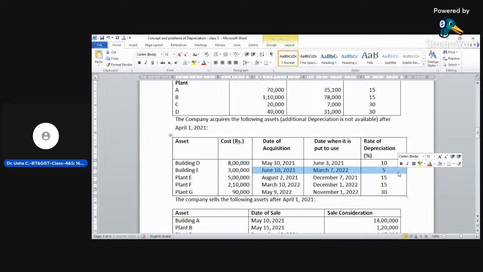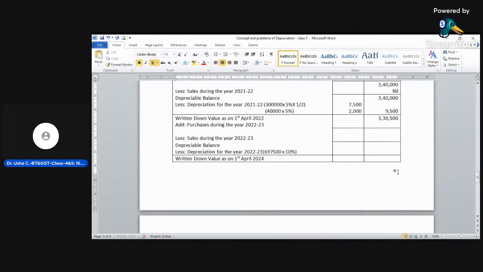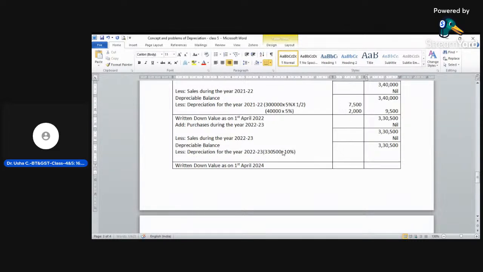Okay, now there are no purchases and there are no sales. Purchases nil, so 3,30,500. Then sale is also nil, 3,30,500. Then depreciation for the year is 3,30,500 into 10%, that is 33,050.